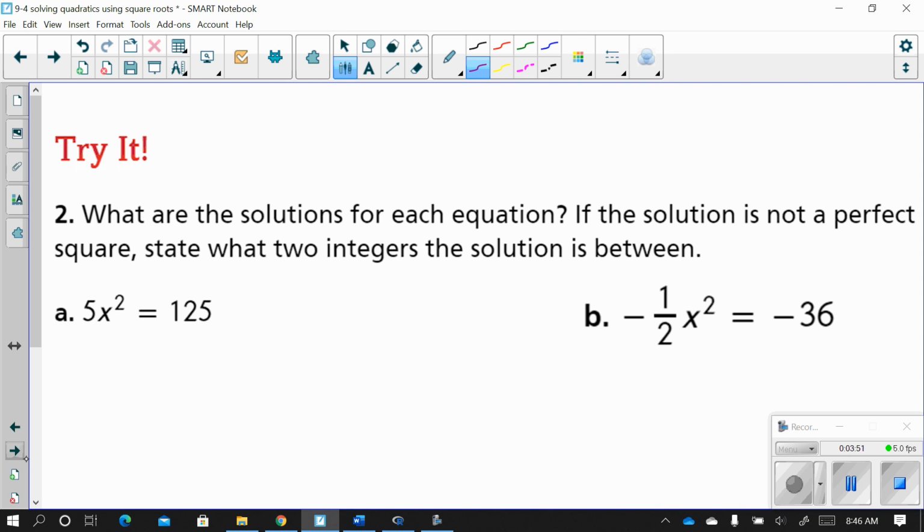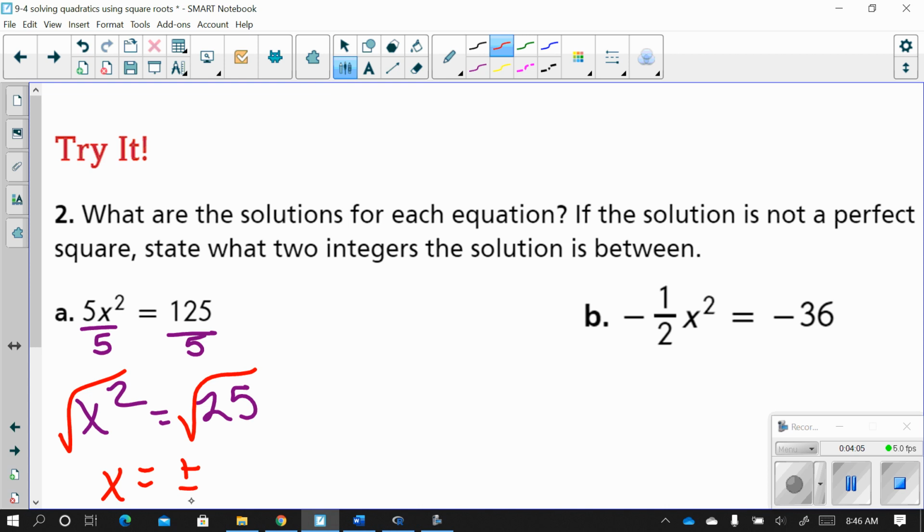You're going to pause the video and try each of these problems. Okay, letter A, first thing, you got to divide by 5. And then we're going to square root both sides. And anytime I take that square root, automatically plus or minus. Pause the video, try letter B.